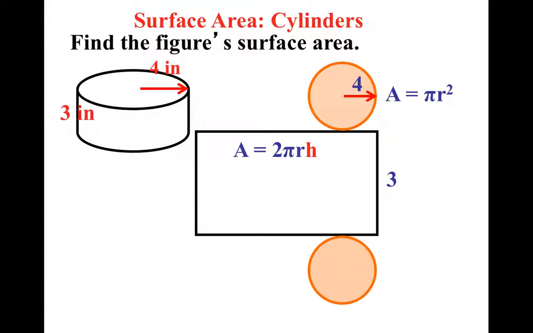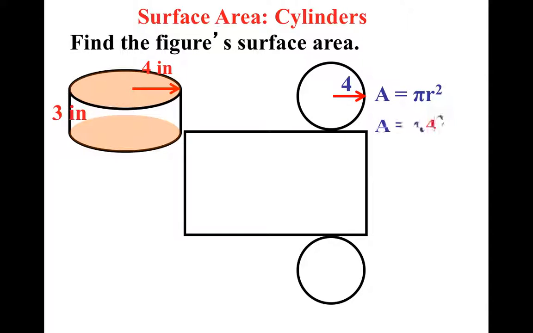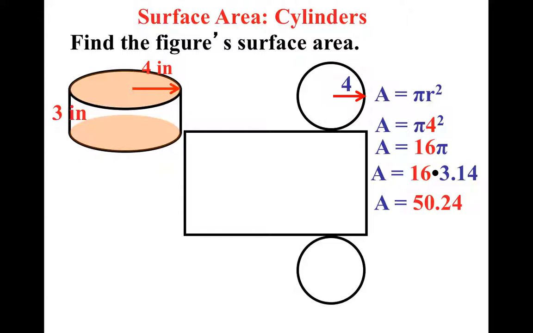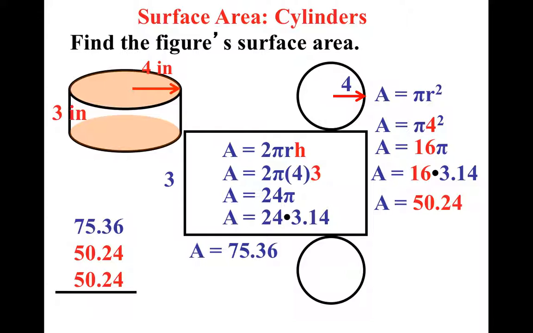Give you a minute. Okay, I'm back. Here we go. So we get 16 pi, which is 50.24. With the height being 3, when I plug into the formula, I get 2 times 4 is 8, 8 times 3 is 24, 24 pi, which gets me 75.36. With that said, you have to add in 2 50.24s, and you end up getting your answer.